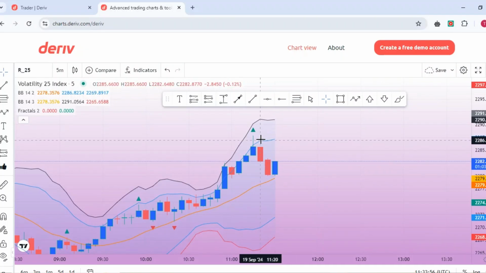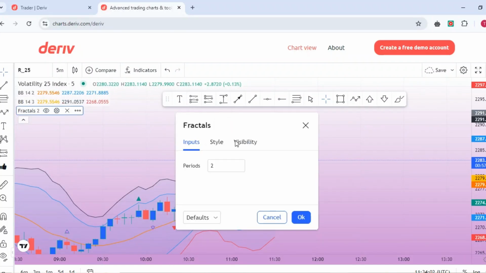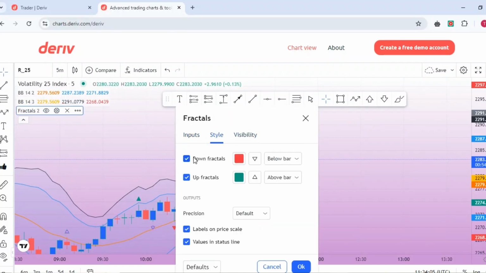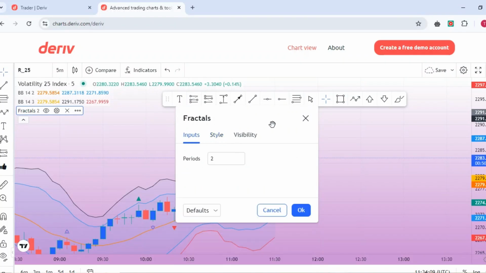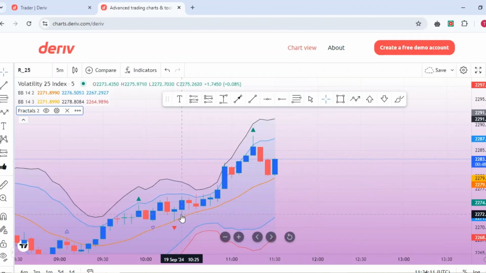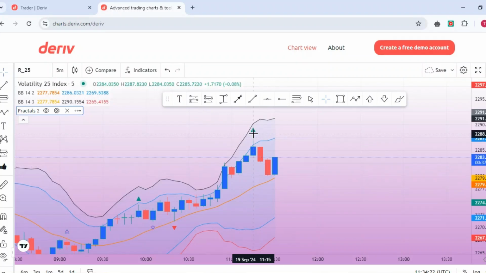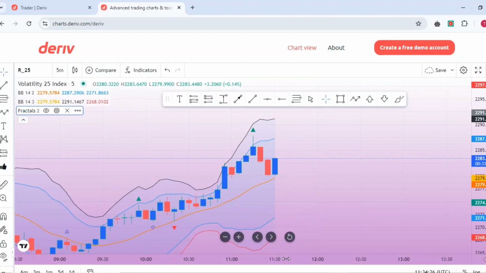You note that this arc has formed here, this arc has formed there. And you can see the up fractals and the down fractals. So I want you to note, whenever you see a down fractal, the red button here, when it forms, it shows a clear uptrend. When the green one forms, it shows we are about to go on a downtrend.